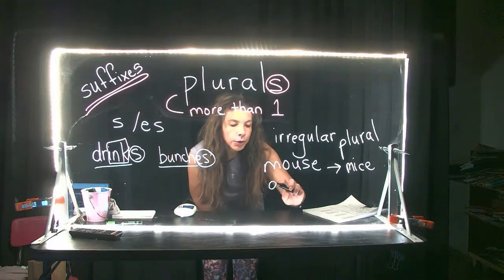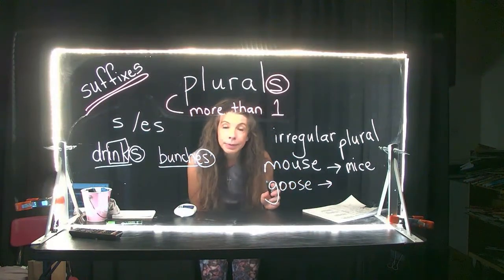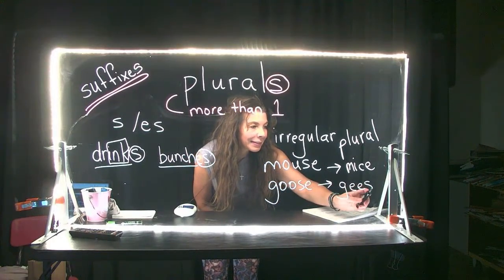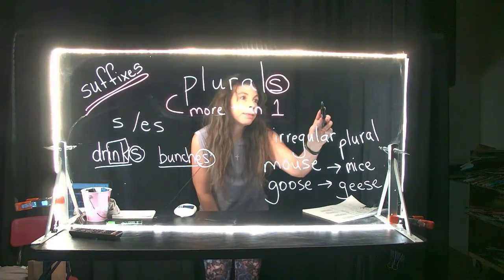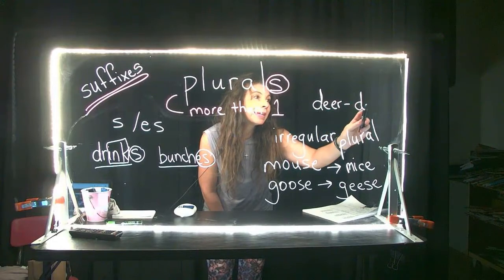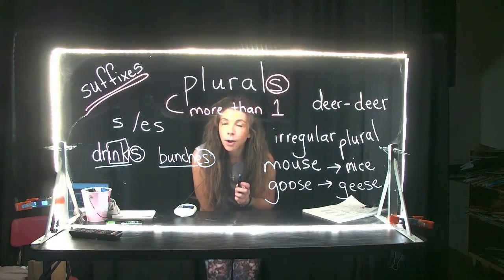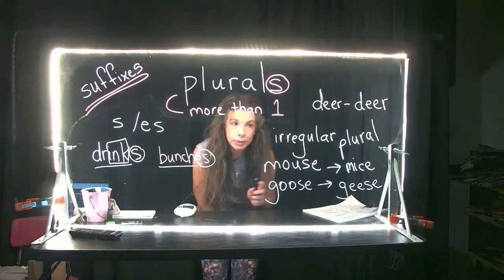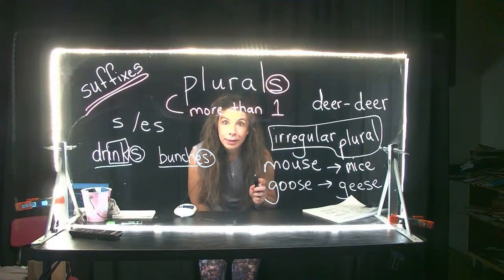The word goose becomes geese. Sometimes words don't change at all. One deer, many deer. I want you to pause. I want you to see if you can think of any other nouns that are irregular plurals. And then I'll come back with a list of them.